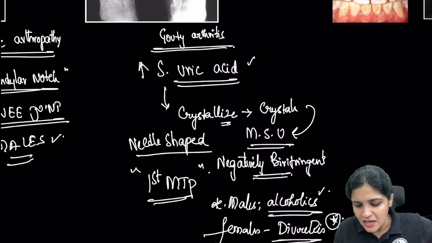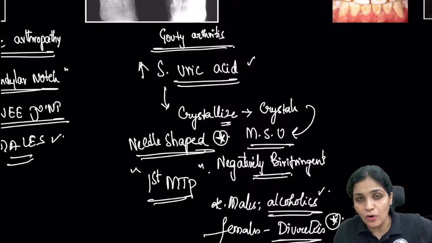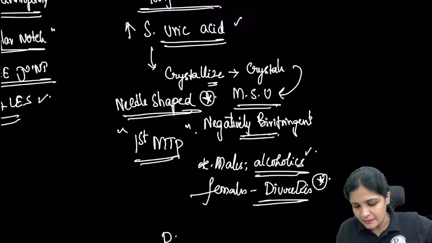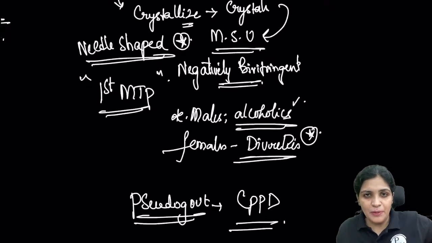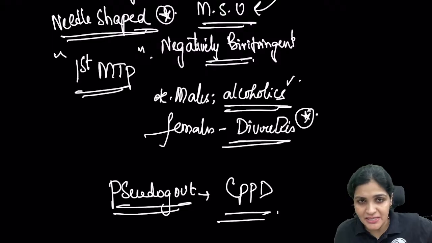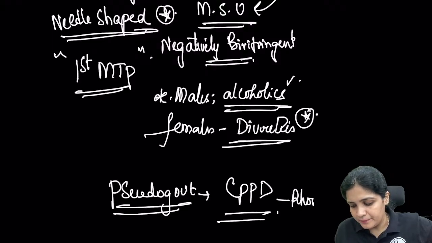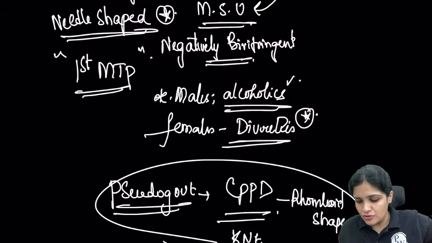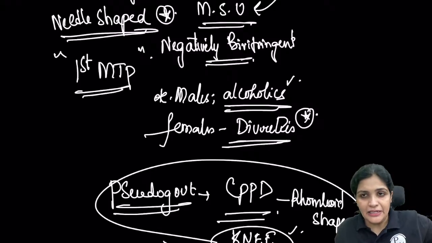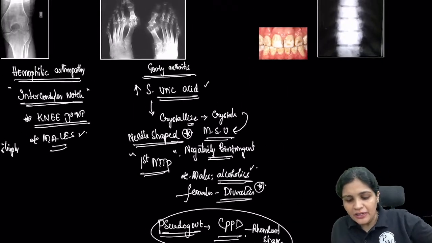Why I'm asking this? What is the other shape where we see rhomboid? Which condition is that? That is pseudogout. That is calcium pyrophosphate crystals which get deposited. Calcium pyrophosphate deposits. These are rhomboid shape. Okay? And this is also usually seen in the knee joint. Most commonly it is seen in the knee joint. Okay? So that is about the gouty arthritis.